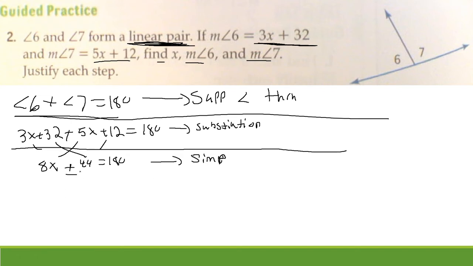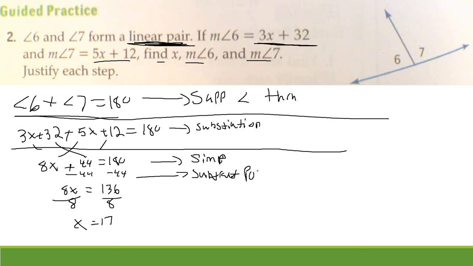Then what I would do is subtract 44. You get 8x is equal to, let's see here, 180 minus 44, making sure I don't mess up here. That would be 136. And then divide by 8. 136 divided by 8 would end up getting me 17. So I should probably justify these here. This was justified by the subtraction property of equality. And then this was justified by the division property of equality. I can divide the same thing to both sides.